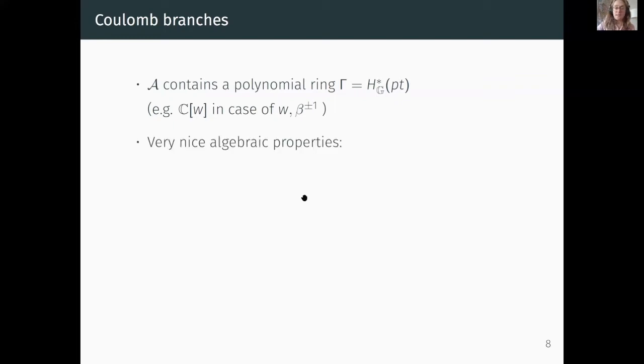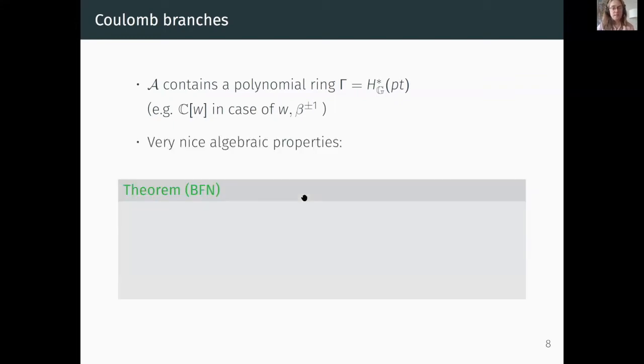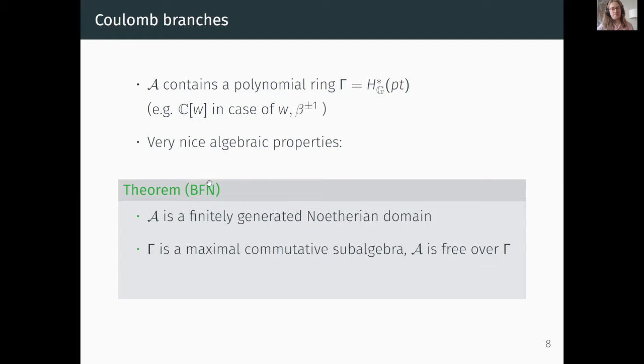And they have very nice algebraic properties, this Coulomb branch. So here's the theorem of BFN. Whatever their construction is, it spits out some finitely generated Noetherian domains. They always have this polynomial ring, which is a maximal commutative subalgebra, and they're free over it as a module, as a left and as a right module. And another property is that the fraction field is a Weyl algebra.